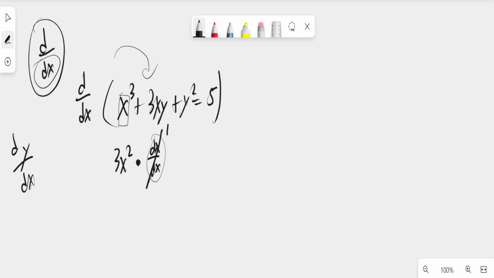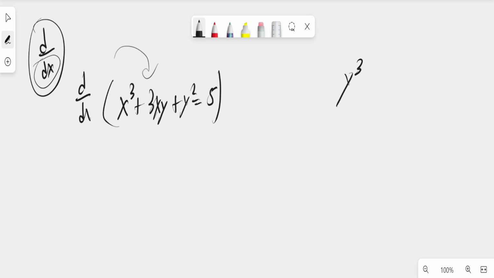Wait, can you repeat that? So, you know how... So, let's just implicitly differentiate y cubed. What is that? 3y squared. Oh, you know what? I just fell into my own trap. Let's implicitly differentiate y cubed with respect to x. So what would that be? It'd be 3y squared times y prime.